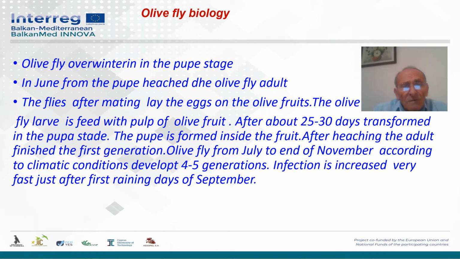Olive fly biology. The olive fly overwinters in the pupa stage. In June, from the pupa, the adult olive fly hatches. The flies, after mating, lay eggs on the olive fruits. The olive fly larva feeds on the pulp of the olive fruits. After about 25 or 30 days, it transforms into the pupa stage. The number of days is according to the climatic conditions. The pupa is formed inside the fruit. After hatching, the adult finishes the first generation.